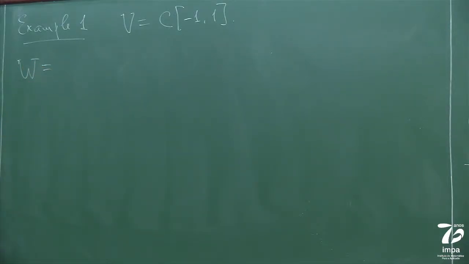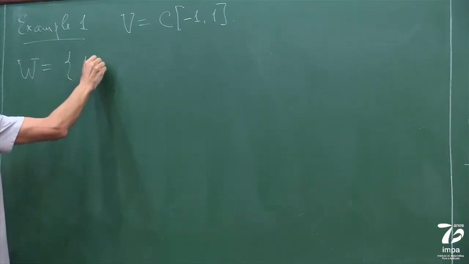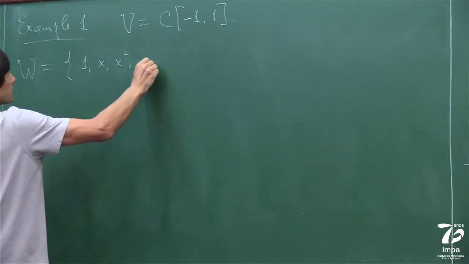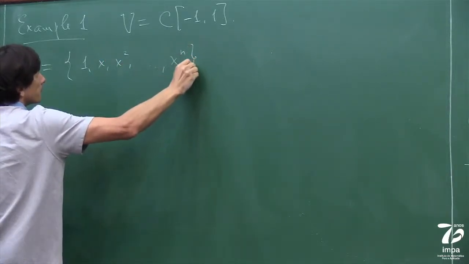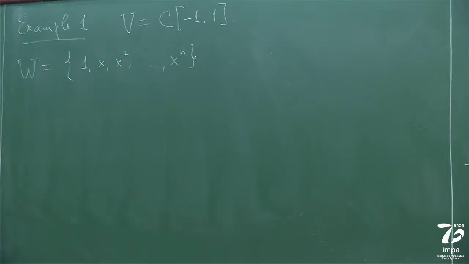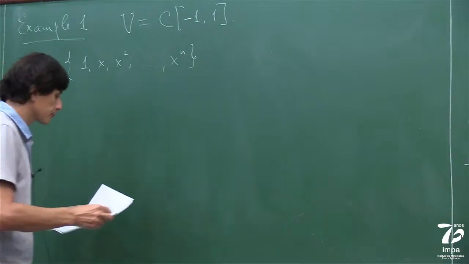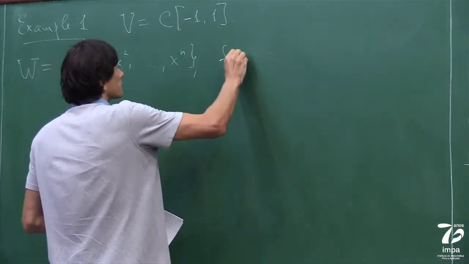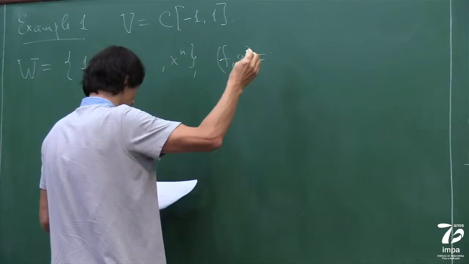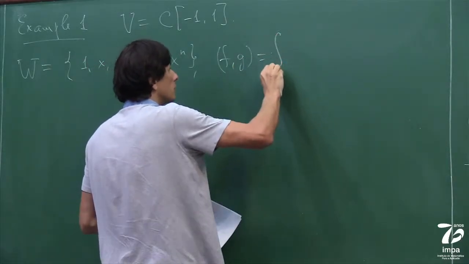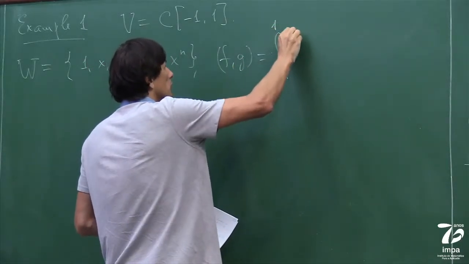so we will approximate continuous functions with polynomials. So polynomials mean that it's 1, x, x squared, x^n. So we want to approximate V by these functions, and then we have to define the scalar product. Scalar product here is just the integral from -1 to 1 of the product.